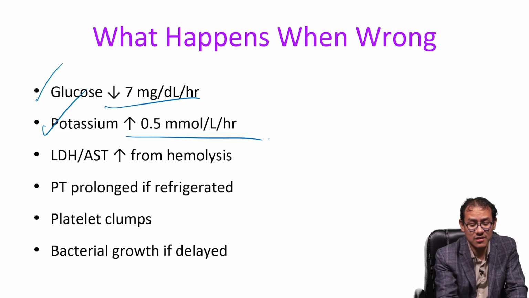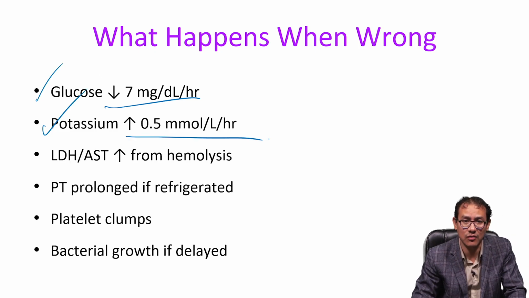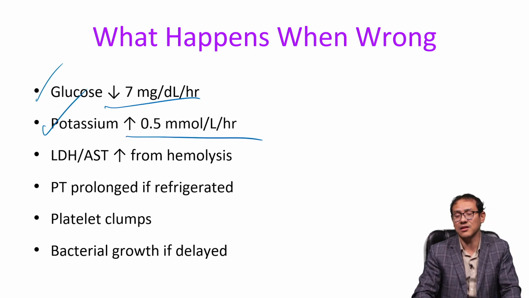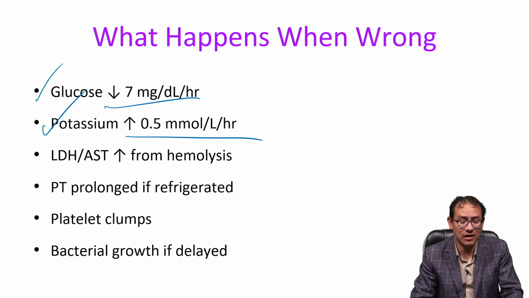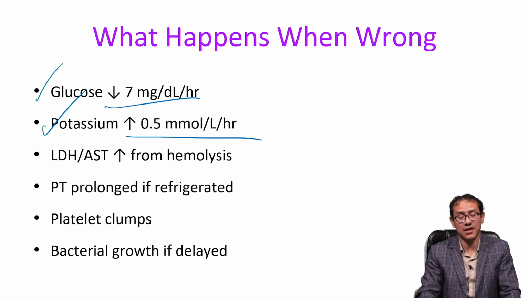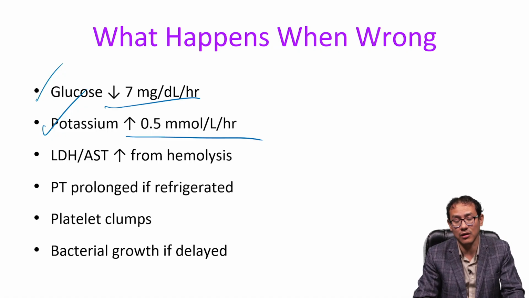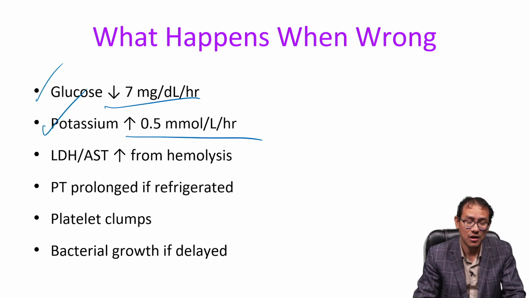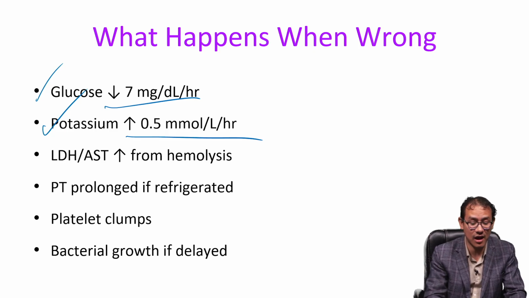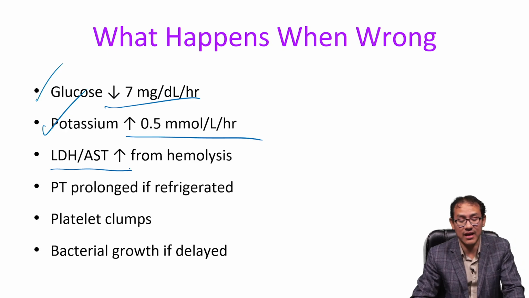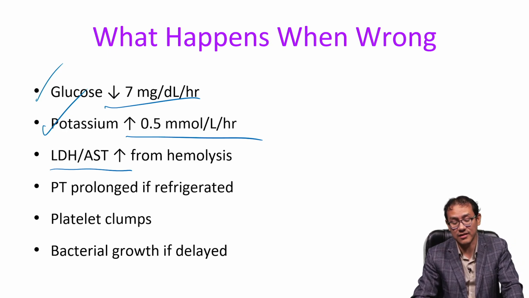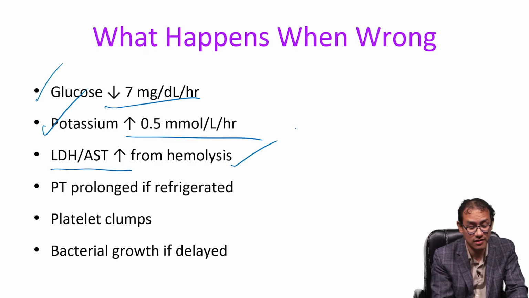Potassium may rise. Suppose a sample is hemolyzed, then the potassium which is inside the red blood cell will leak outside, and it may increase the potassium level, say by 0.5 millimole per liter per hour, depending upon the situation. So all this can happen. Then the LDH and AST may increase also, after hemolysis.